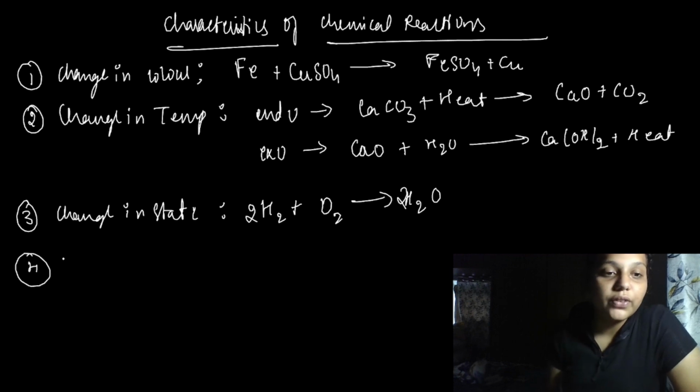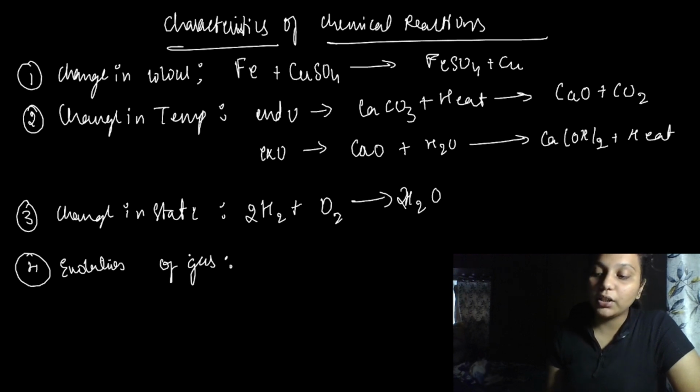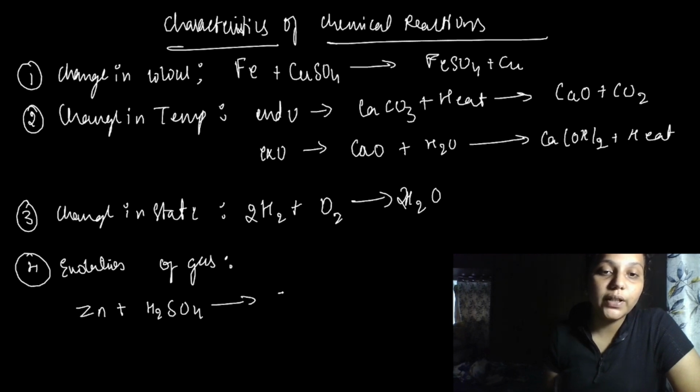What is the fourth one? Evolution of gas. What example can you give? There is the hydrogen release. We recently studied Zn plus H2SO4. What do we get? ZnSO4 plus H2 we get. Right? So there is evolution of gas, that is hydrogen, which is tested by the pop sound test.